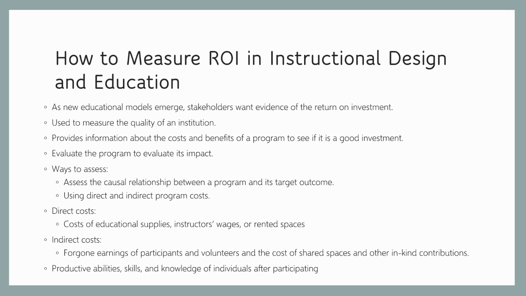Kim and Belzer also comment that using return on investment provides information about the costs and benefits of a program to see if it is a good investment. The author suggests that return on investment can be assessed using the causal relationship between a program and its targeted outcome. Another way to assess is using the direct and indirect costs of the program. The direct costs can include costs of educational supplies, wages for the instructors, and the rent for the space being used. The indirect costs can include if participants and volunteers had to forego earnings to participate in the program and costs of the shared spaces.